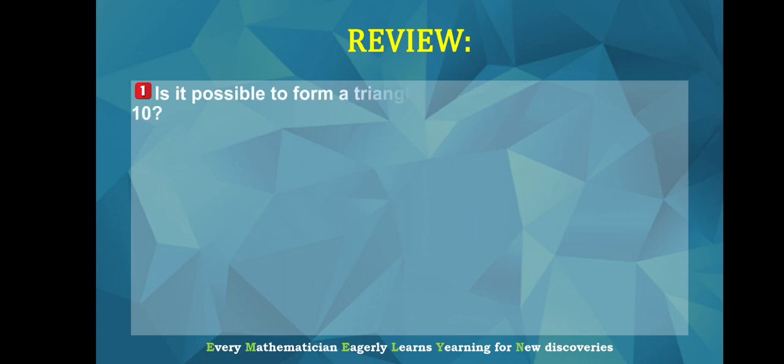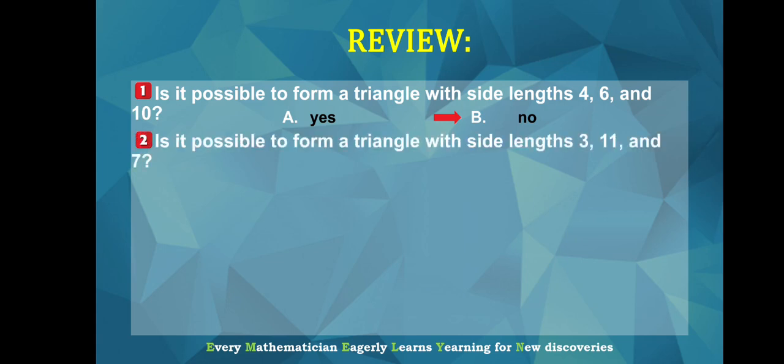Number 1. Is it possible to form a triangle with side lengths 4, 6, and 10? Answer: no, because adding 4 and 6 the answer is not greater than 10. Number 2. Is it possible to form a triangle with side lengths 3, 11, and 7? Answer: no, because adding 3 and 7 the answer is not greater than 11.